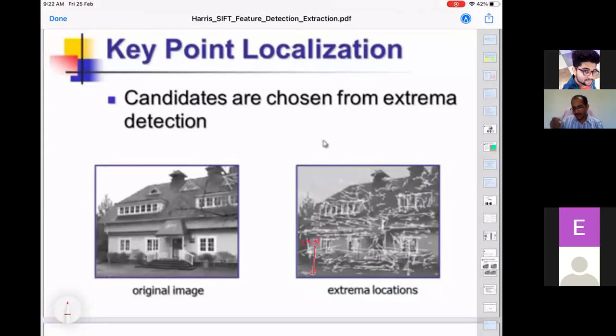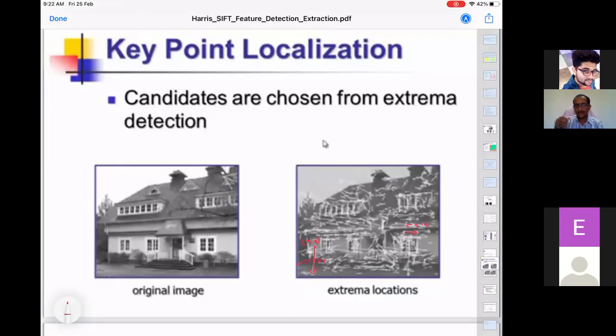The length of the key arrow here is proportional to the scale at which it is identified. If the length is very small, it means that it is identified at a smaller scale. If this length is big, it means it is identified at a bigger scale. This might have been identified at a sigma equal to, say, 1.6, for example. This might be identified with sigma equal to 1.6 times 4 or something. Hope you people understand.